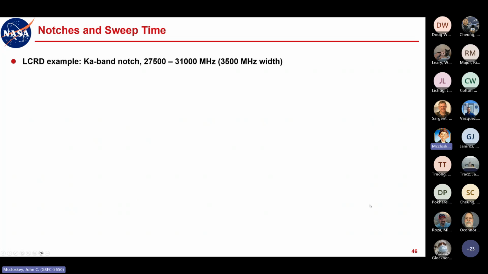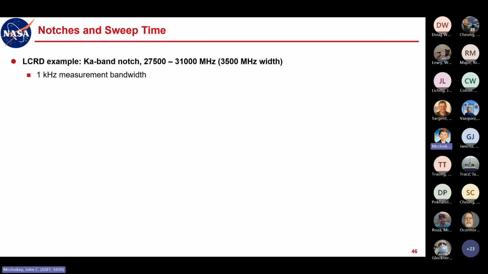Okay, so here's an example from LCRD from more than 5 years ago, I think. They were going to have a Ka band receiver, and they did not have a specific frequency allocation yet. So they had specified not really a notch, but to test over the entire Ka band frequency range, or at least this frequency range of 27.5 gigahertz to 31 gigahertz. So it's a 3.5 gigahertz wide notch in quotes.